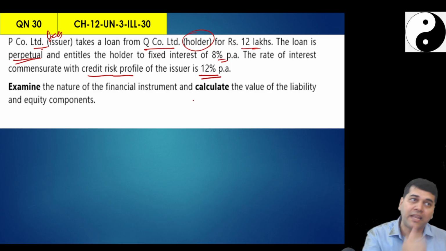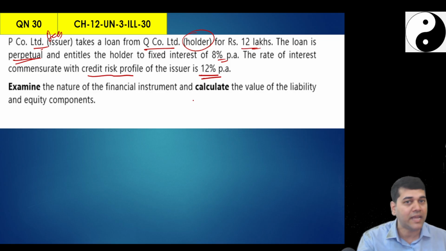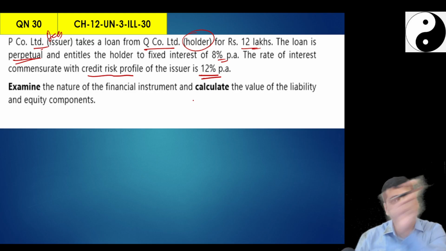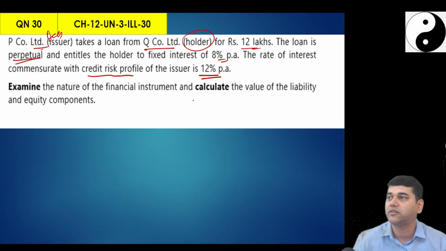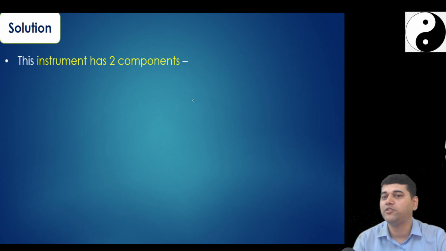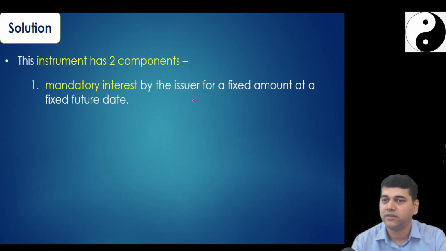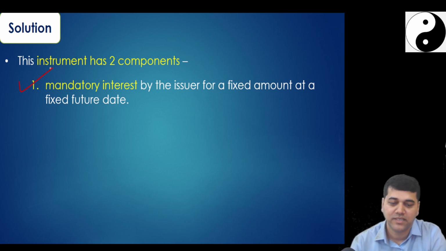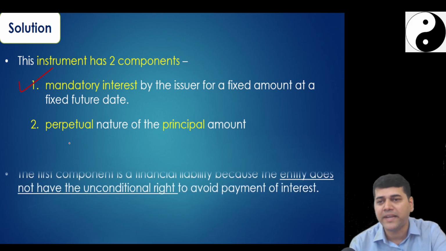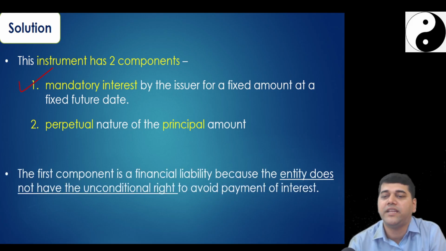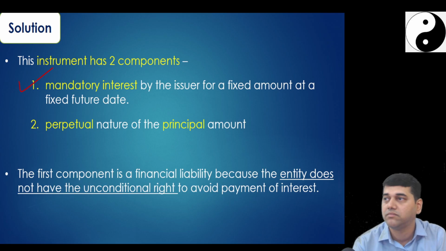Now, question comes, what is the value of the equity? Is it 12 lakhs? No. Transaction price minus the value of debt is the balancing figure, which is the value of the equity, because it's a compound instrument now. Nice question. So, what you need to do? First, you will say the instrument has 2 components, mandatory interest and the perpetual nature of the principal. What about the mandatory interest? You say the mandatory interest is a financial liability because you don't have any unconditional right to avoid the payment.